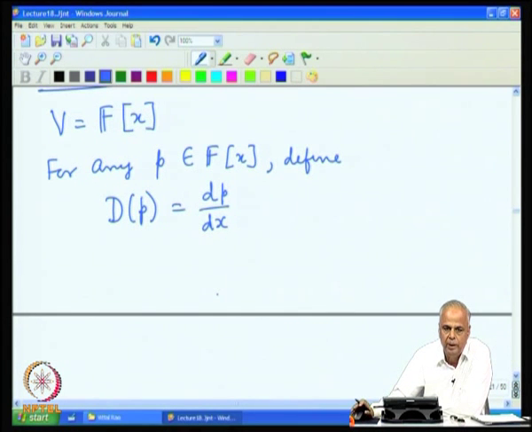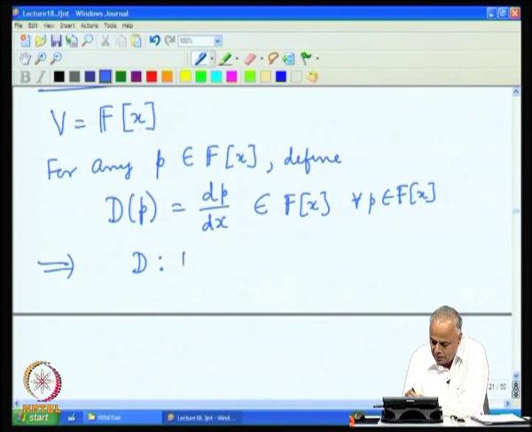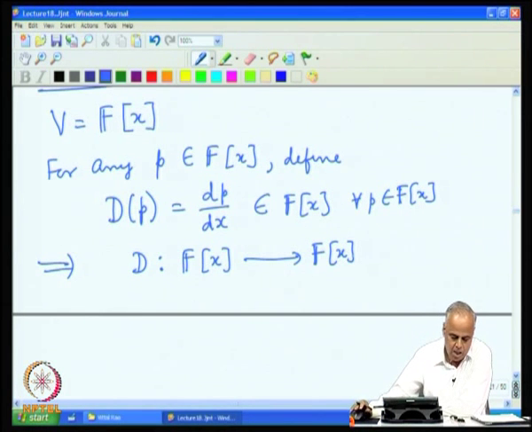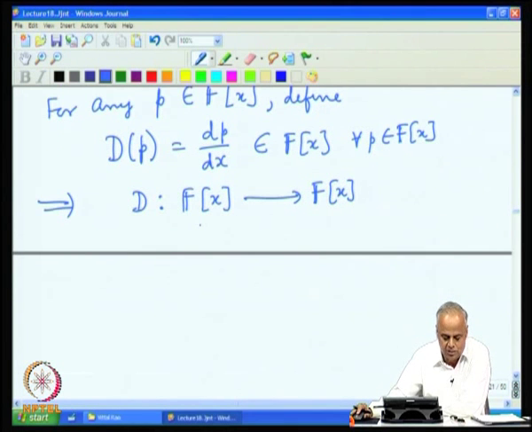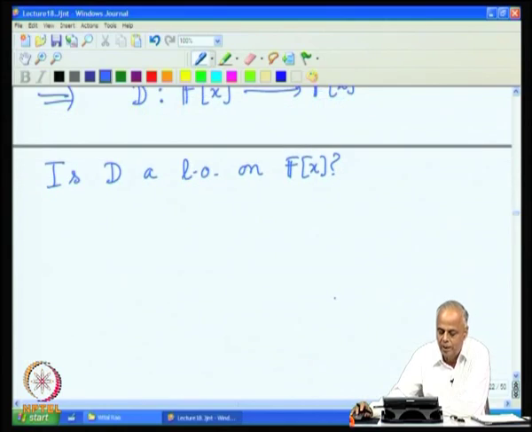So, take a polynomial P and just differentiate it, and we know that if we differentiate a polynomial, we will again get a polynomial, and therefore this belongs to F[x] for every P in F[x]. And hence, D is a transformation from F[x] to F[x]. The moment we have a transformation from a vector space to itself, the natural question again is: is D a linear operator on F[x]? And when does it qualify to be a linear operator? It has to preserve the two basic operations. So, let us check this.